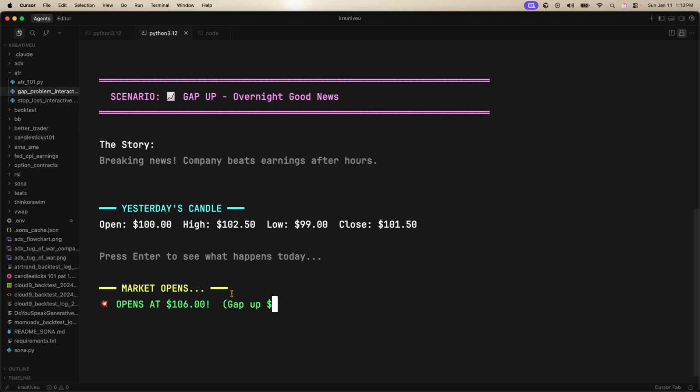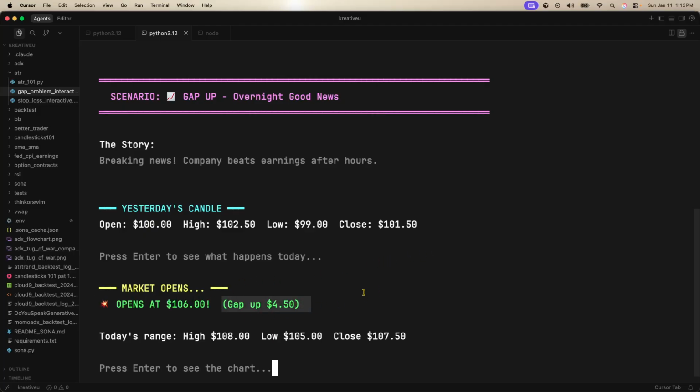So the market opens at 106. We have a gap up of 4.50. Today's range was 108 to 105, so the close was 107.